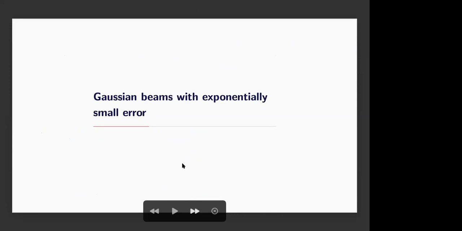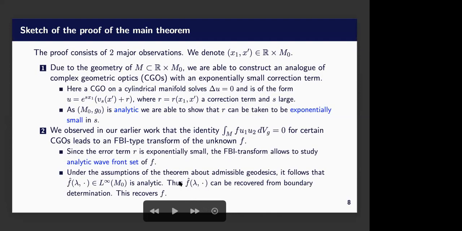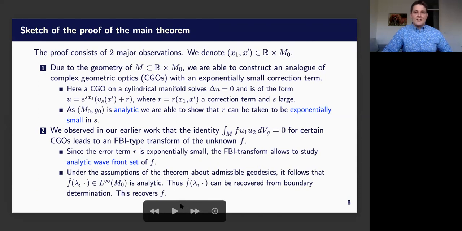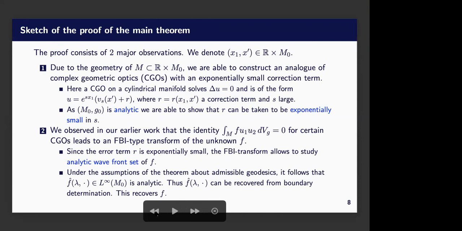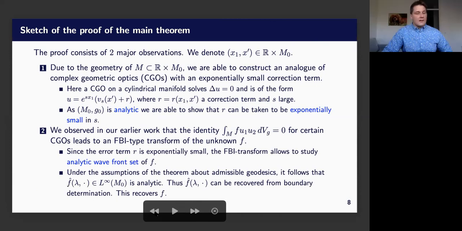May I ask a question before you go any further? Okay. You say M is contained in R cross M0, but it doesn't have to be all of it. It doesn't need to be all of it. Thank you. Yes. So it was the picture with the pink area inside the cylinder.